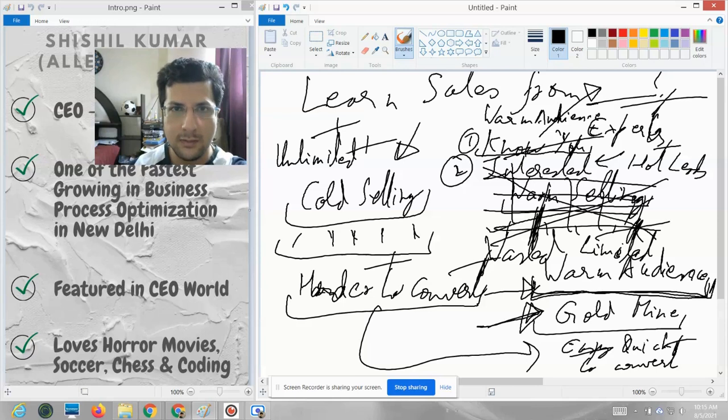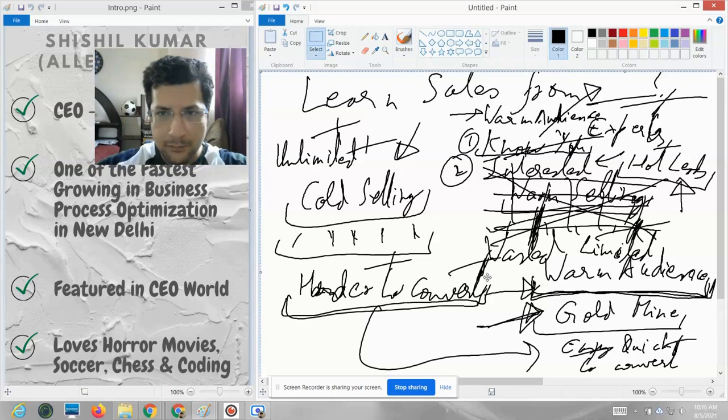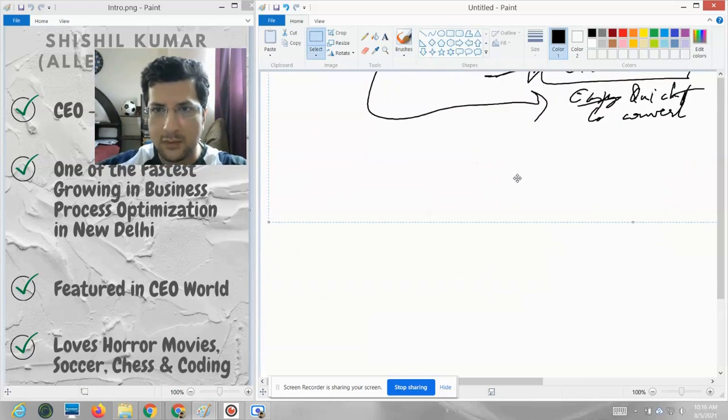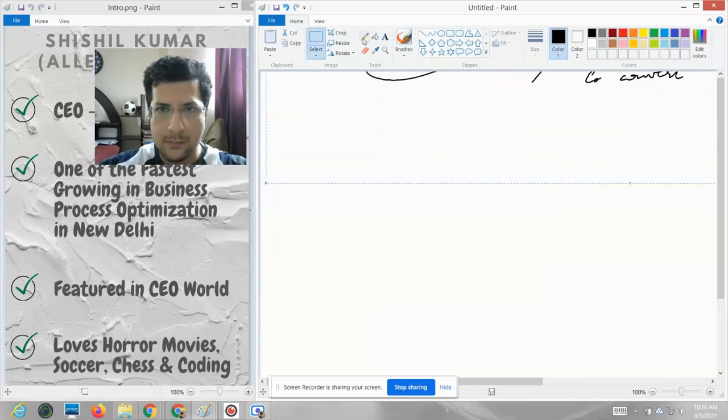They are not easy to convert if you don't know how to sell, but they are very easy to convert if you know how to sell, right? So both of these types of people, warm audience and hot leads, are easy to convert. However, if you try to dig into that gold mine before optimizing your sales process through cold selling, you're wasting your reserves of energy.